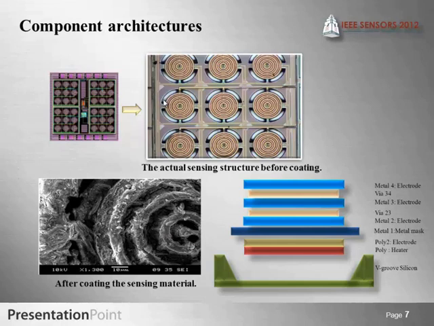The component architecture here uses minor spacing between electrodes, applied to gas detection. The photograph here shows us the actual sensing structure before coating, after coating, and the metal layers under the electrodes.